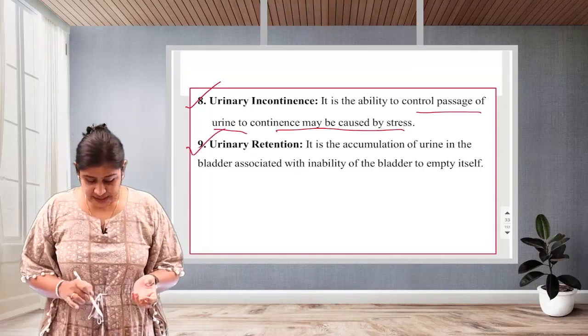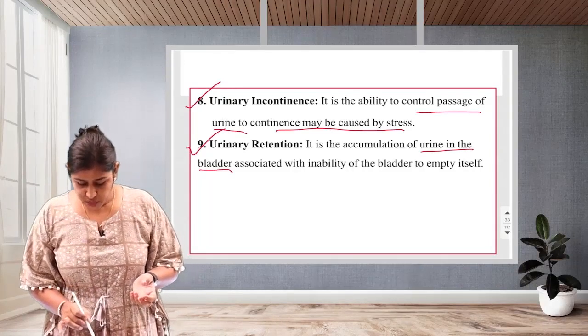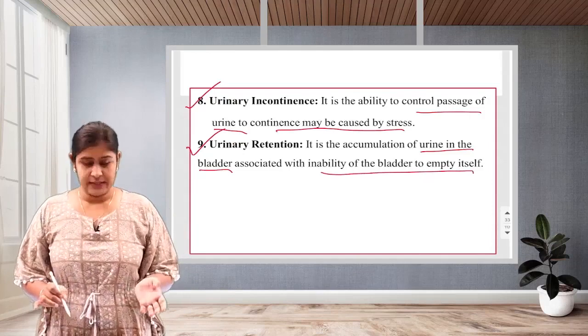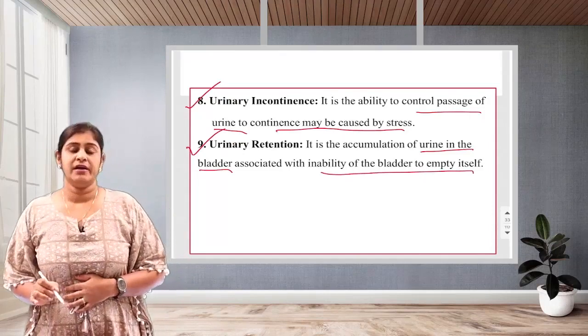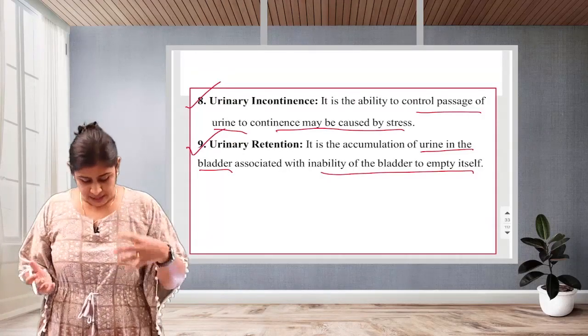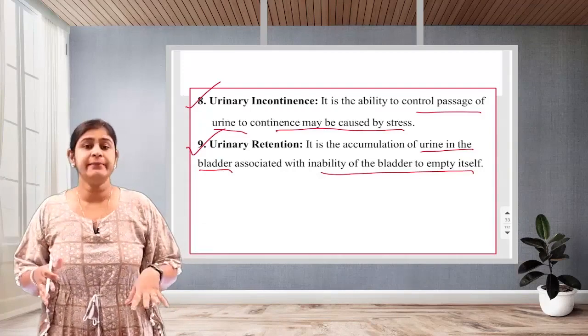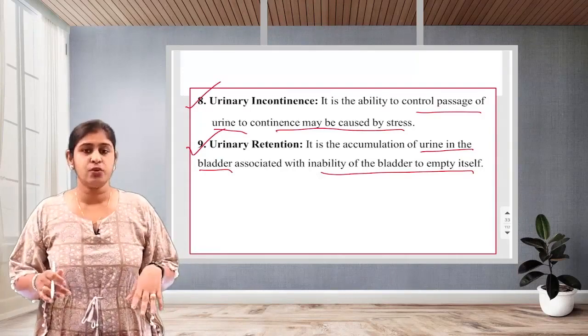Next is urinary retention. It is the accumulation of urine in the bladder, associated with the inability of the bladder to empty itself. It is a stage in which the urine is accumulated in the bladder and the bladder is not able to empty it. That stage we call urinary retention.